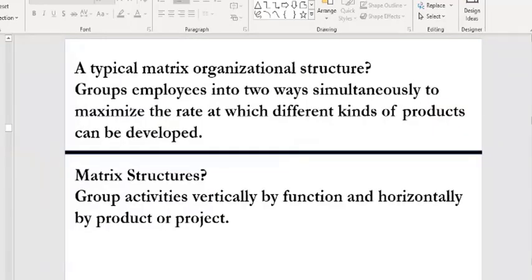A typical matrix organizational structure groups employees into two ways. So this is where employees have two bosses simultaneously to maximize the rate at which different kinds of products can be developed. So matrix would say, okay, I can be in the, and this happened to me before. So I was working in HR and then I was drafted. I didn't leave my HR department, but I was drafted to what is called a cross-functional team, a CFT. So in that cross-functional team, we had a project. It was called a clinic.